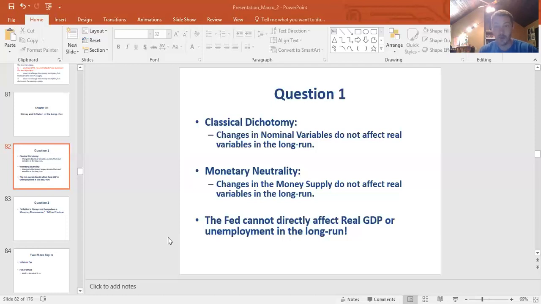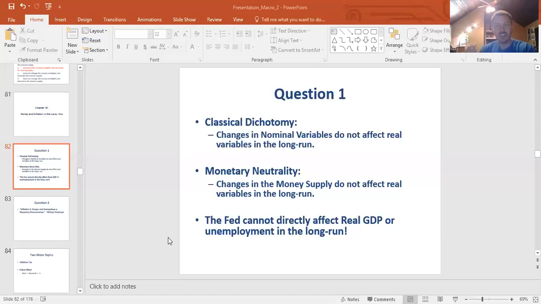If we have the same workers, the same physical capital, the same technology, the same natural resources, we can't produce more just because there's another zero floating around on every dollar figure in the economy. All that will happen is it will take more dollars to conduct every transaction. Inflation will occur proportional to the increase in the money supply.